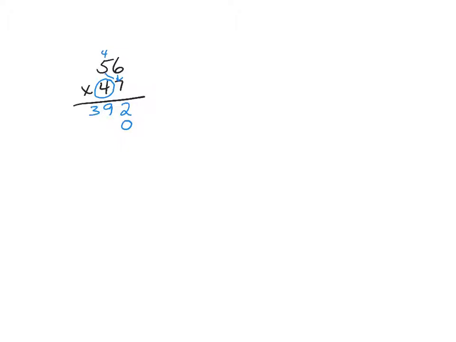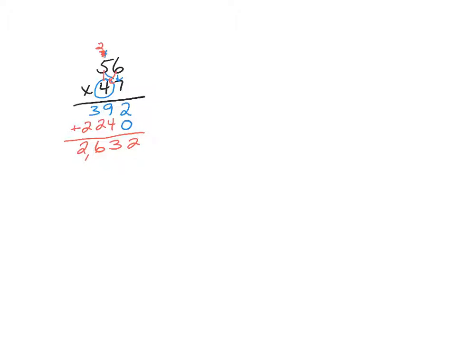And now I'm going to multiply. 6 times 4 gives me 24. Put down the 4. I'm going to regroup the 2. 5 times 4 gives me 20, plus 2 gives me 22. And then I'm going to go through and add. When I add, I get 2,632 for my final answer.